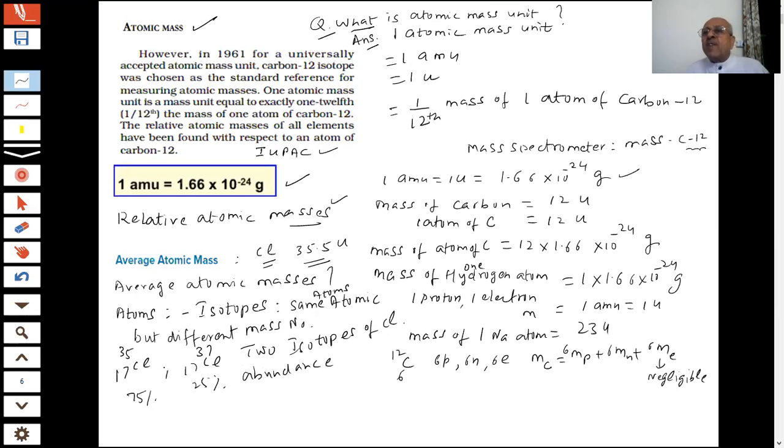Now, what mass will I write for Cl then? Atomic number same means element is same, but number of neutrons becomes different. Number of protons is the atomic number which is same, but number of neutrons is different, students. So in this case, we have to find the average. How do we find the average? 75% is this one, and 25% is which one? 37. So then I have to find this average. So this comes out to be 35.5, students.